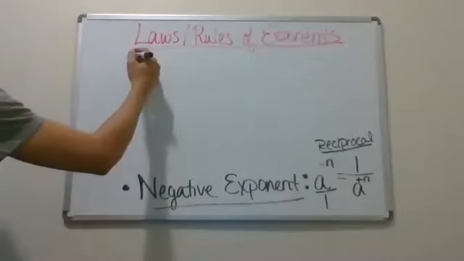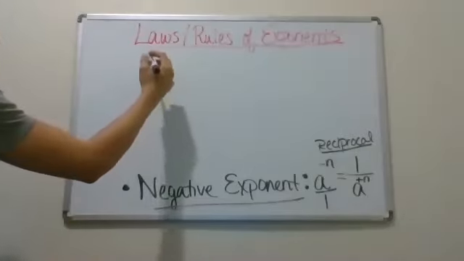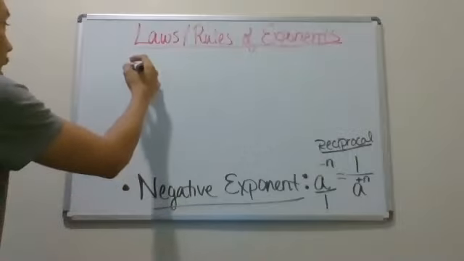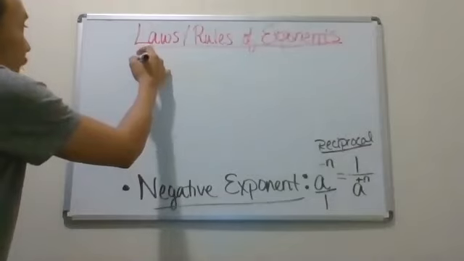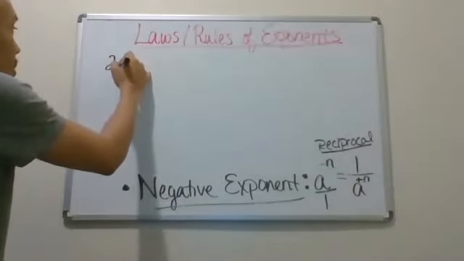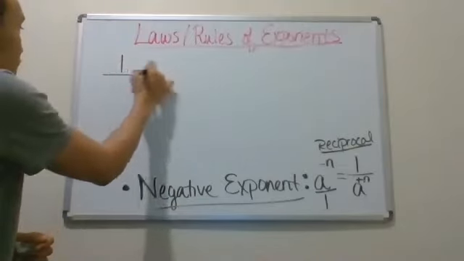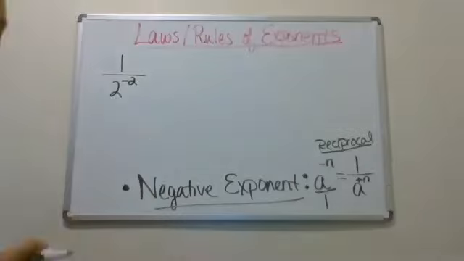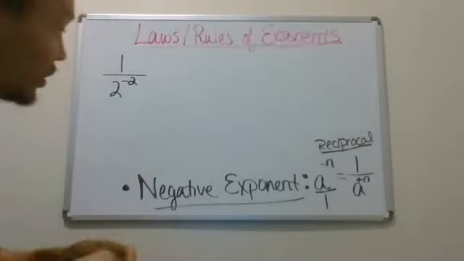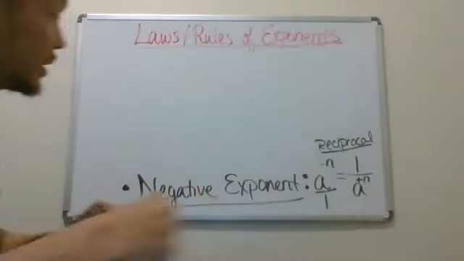So let's look at the example where we have the negative inside of the denominator. So let's say we have 1 over 2 to the negative second power. Let me write this in a different color. Sorry.